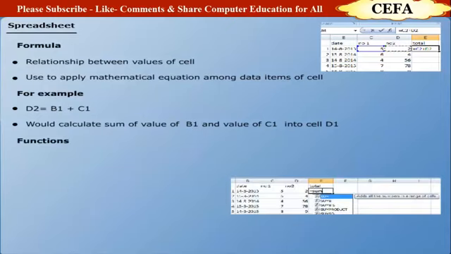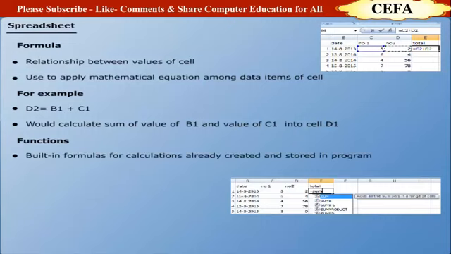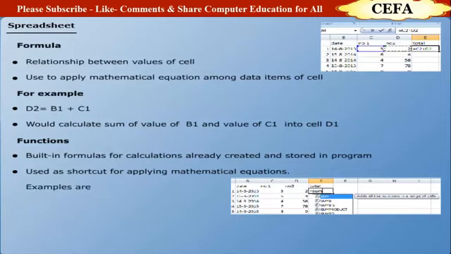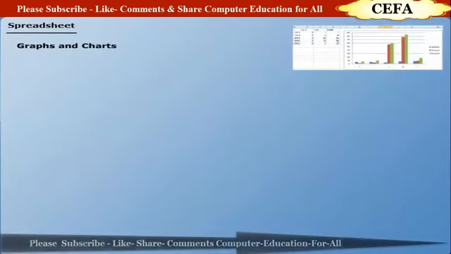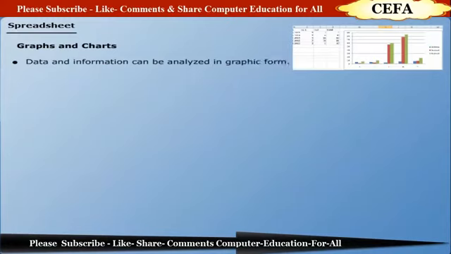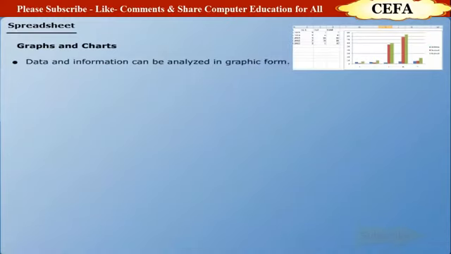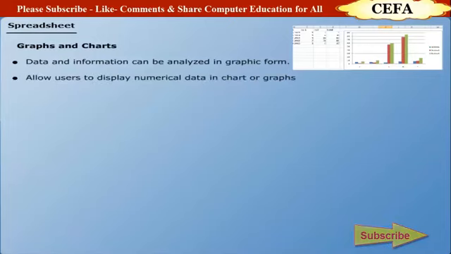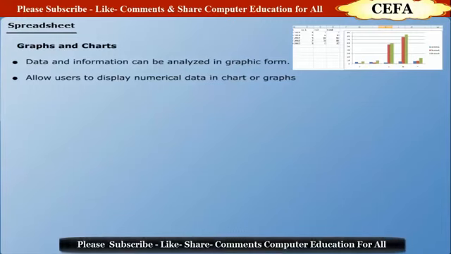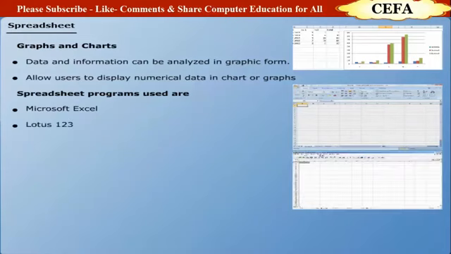Functions. Functions are built-in formulas for certain problems that have already been created and stored in the program. They are used as shortcuts when applying mathematical equations and give ease and flexibility to the users to handle complex calculations. Some examples are count, sum, max, and min. Graphs and charts. Data and information in spreadsheets can be analyzed in a graphic form. Spreadsheets allow the users to display numerical data as a graph or chart. Some well-known spreadsheets include the following: Microsoft Excel, Lotus 123, Quattro Pro.